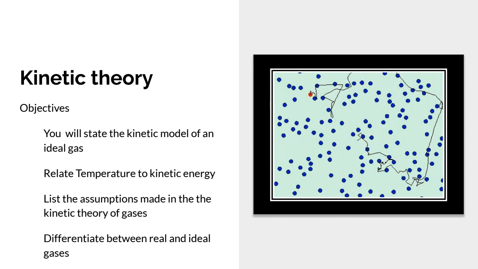Today's lesson is on kinetic theory, and we're going to be doing 4 things in this lesson. Firstly, hopefully, by the end of the lesson, you'll be able to state the kinetic theory for an ideal gas. You should be able to relate temperature to kinetic energy mathematically using a relationship. You should be able to list all the assumptions made in the kinetic theory of gases, and then differentiate between real and ideal gases. So state some exceptions.